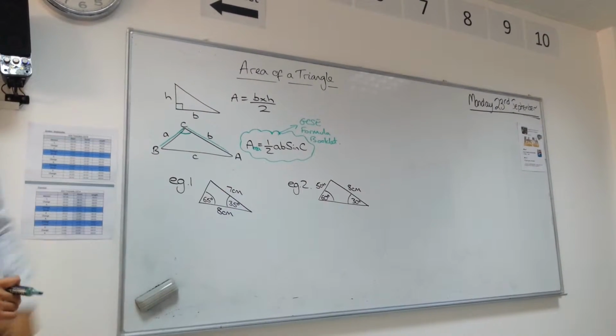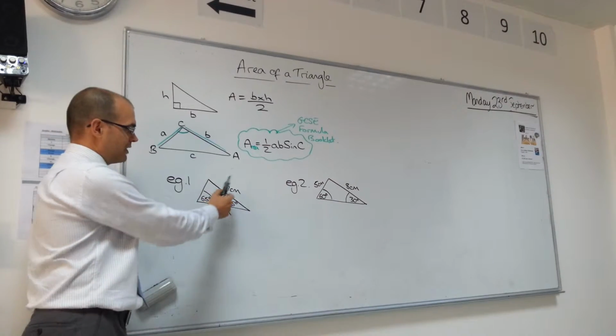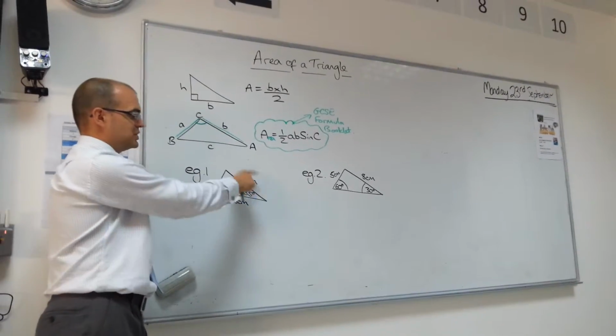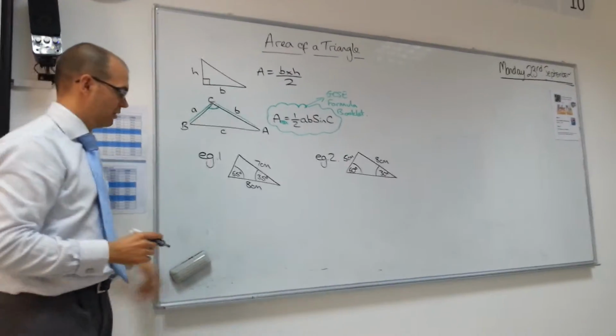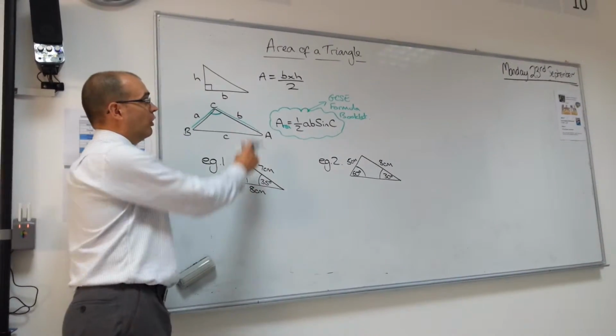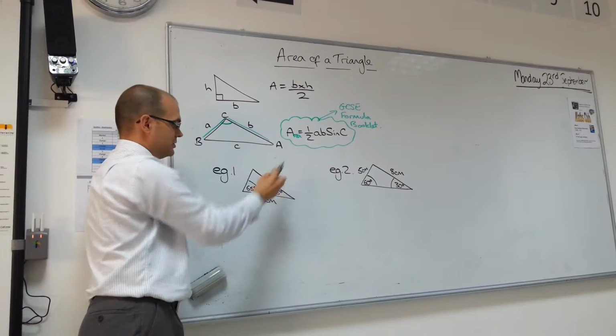I've got two examples for you here. I've deliberately made them a little bit tricky. I've given you two sides and I've given you two angles. Now, first question, is it a right angle triangle? No, it's not. There's no 90-degree angle in there. Therefore, we cannot use the base times height formula. We're having to use this one.